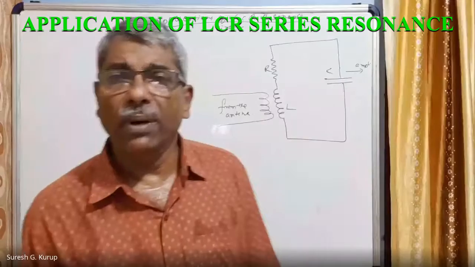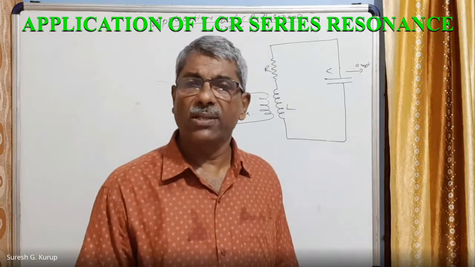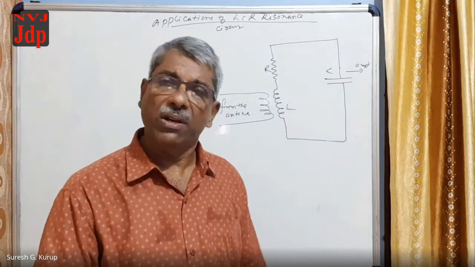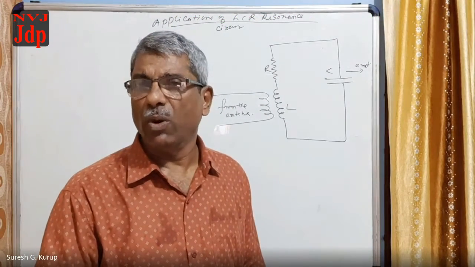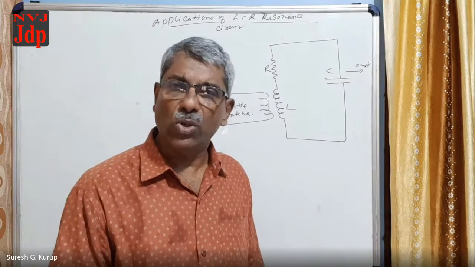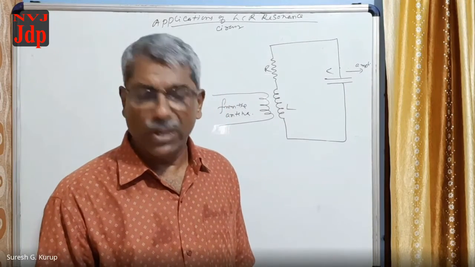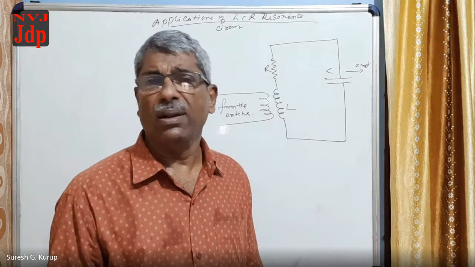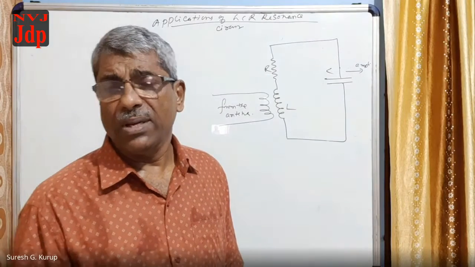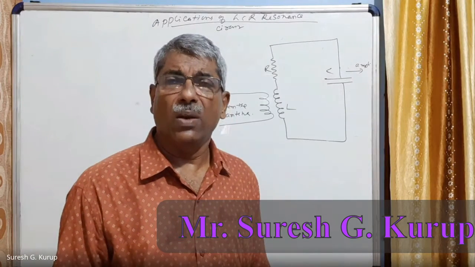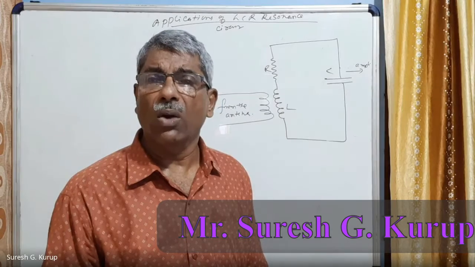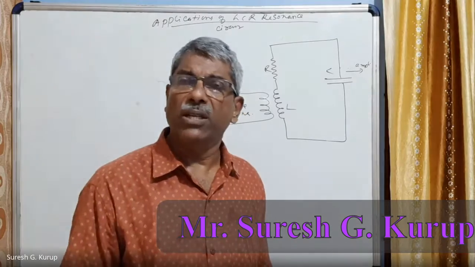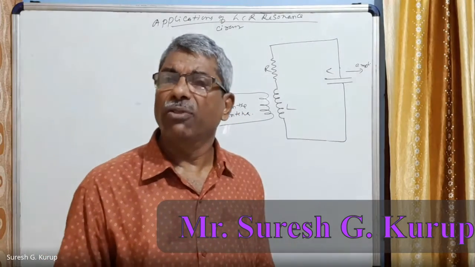Yesterday we studied resonance in the LCR series circuit. We said that electrical resonance occurs when the circuit power factor becomes unity, that means cos phi is equal to 1. When the power factor becomes unity, the impedance becomes minimum and the current becomes maximum. This is attained when XL is equal to XC or VL is equal to VC, right? This can be achieved by changing the frequency of the supply voltage.